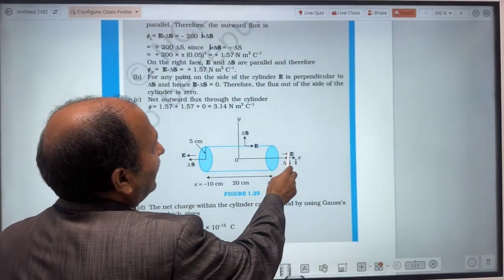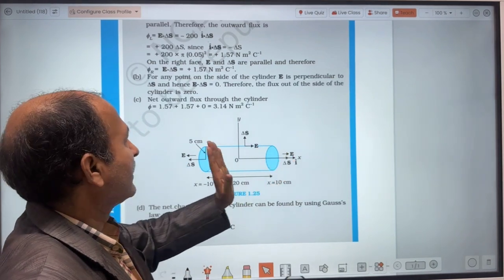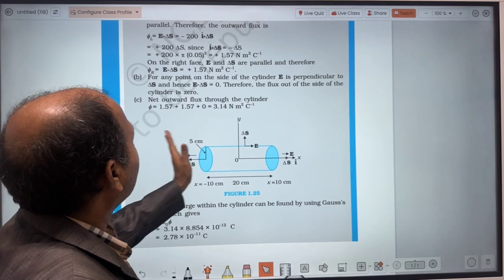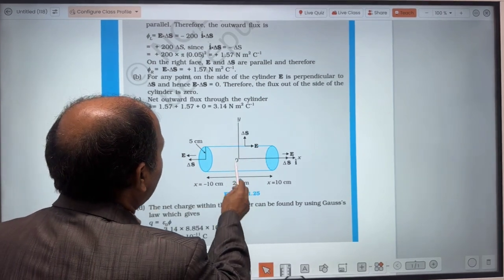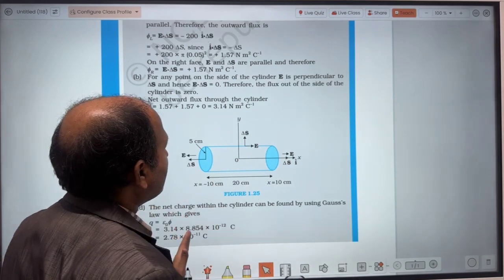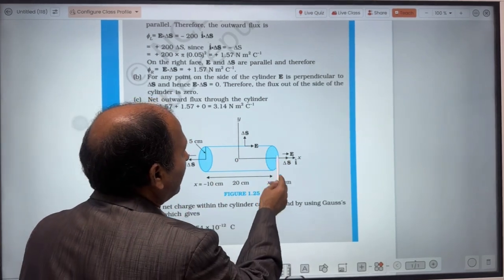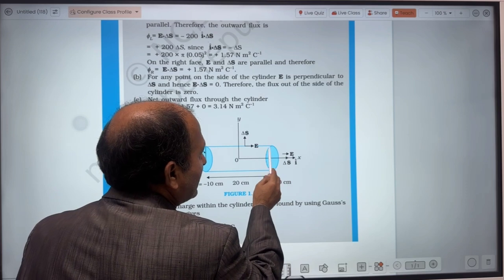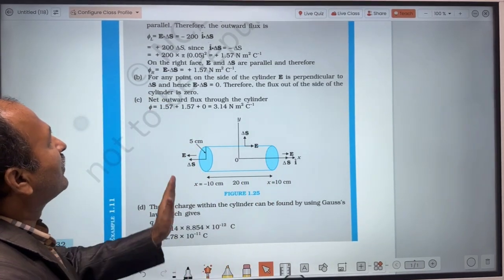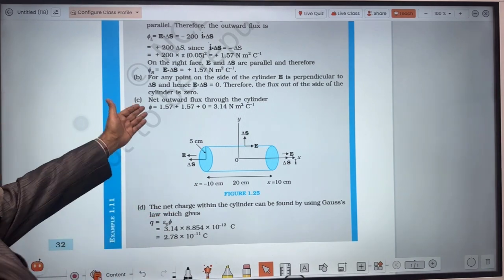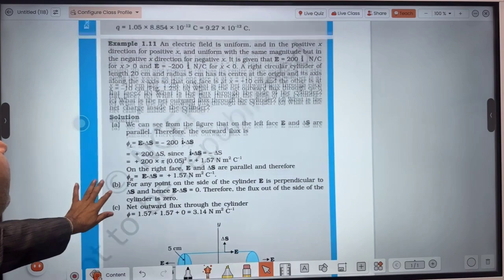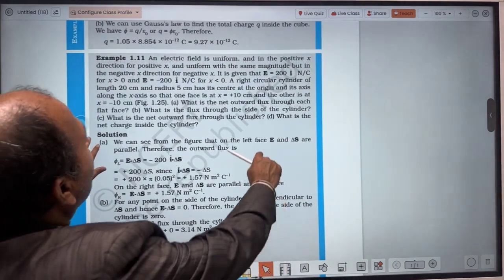In this case, theta will be 0 for right face, theta will be 0 for left face. So you can say if electric field is uniform, and if the distance between these two faces, this distance and this distance, is same, it means whatever electric flux you get for this face, same flux you will get for this face, and then total value will be double of it. So same thing is done here. If you see the calculation, you will see, but let's read the question first.